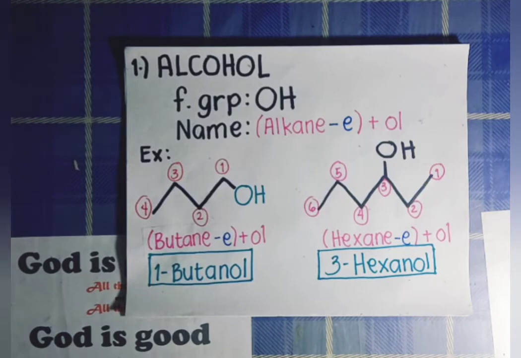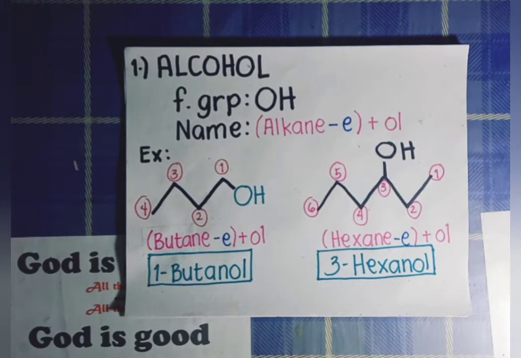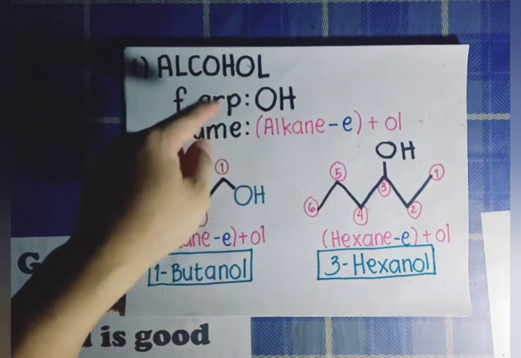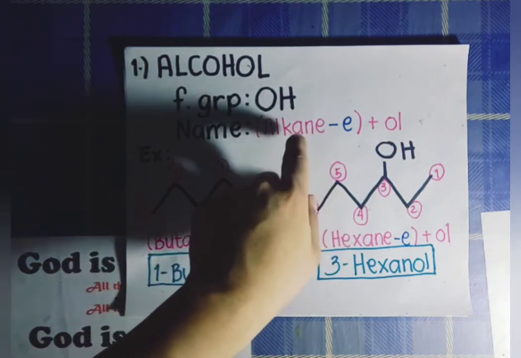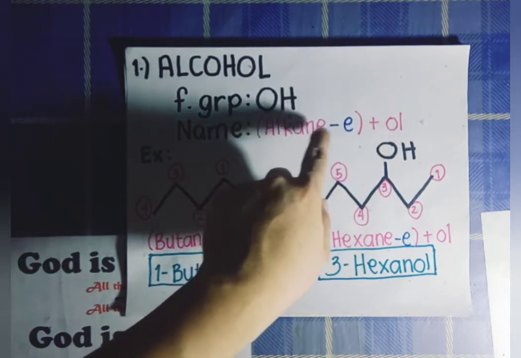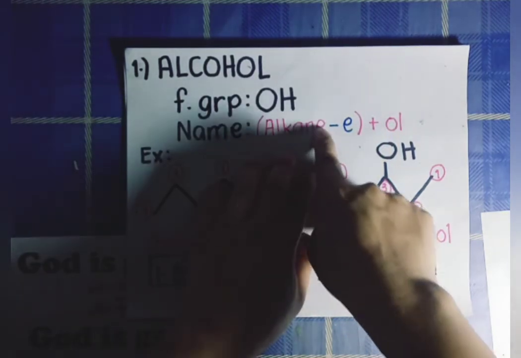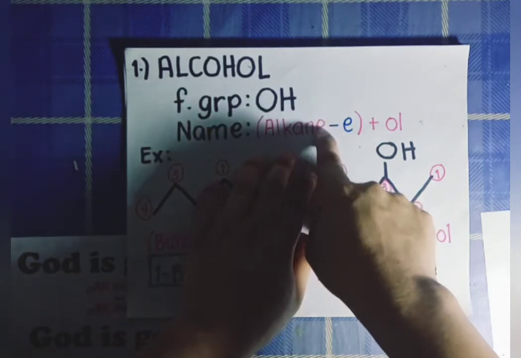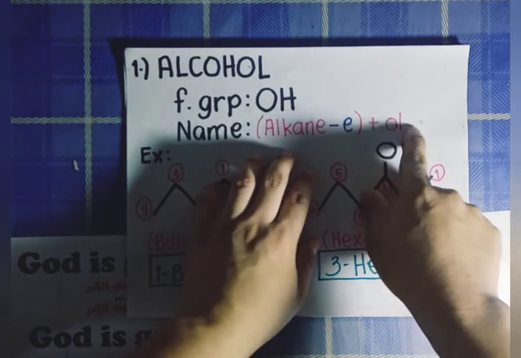For the first non-carbonyl functional group, let's have here the alcohol. Alcohol might be the most familiar non-carbonyl functional group to you. Primarily, alcohols are used as disinfectants or sanitizers. They are very important ingredients in cosmetic products. Now, the functional group of alcohol is OH, and its name follows the format alkane minus E plus ol. Again, that's alkane minus E. We're just going to eliminate the last E in the alkane name, our parent chain, plus ol.